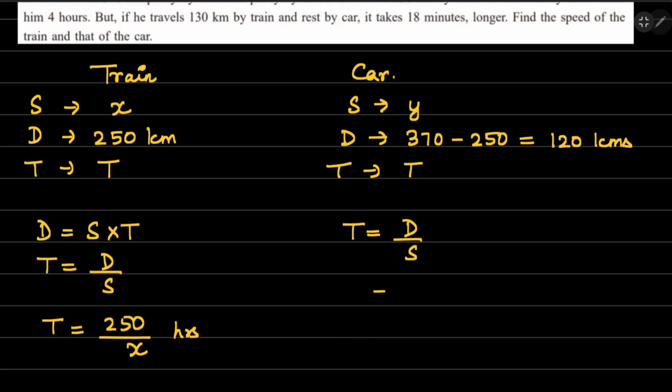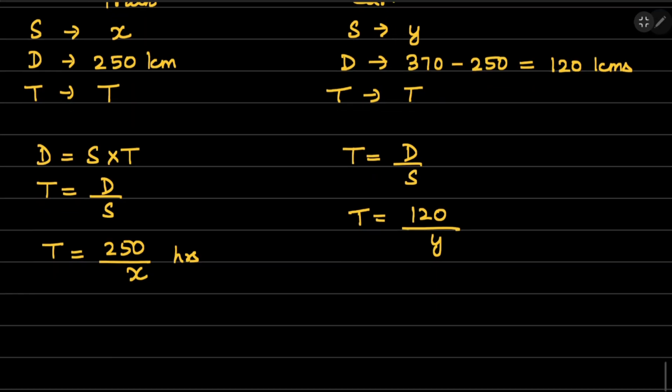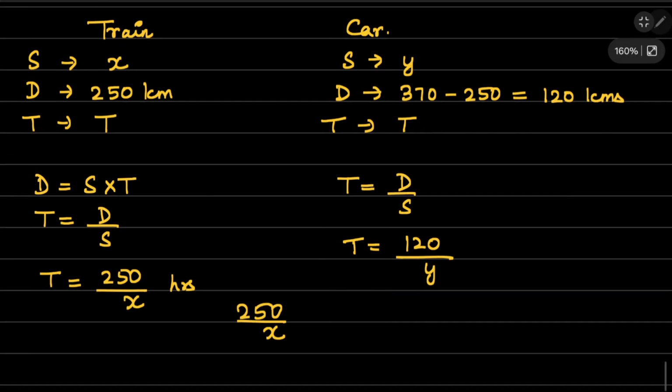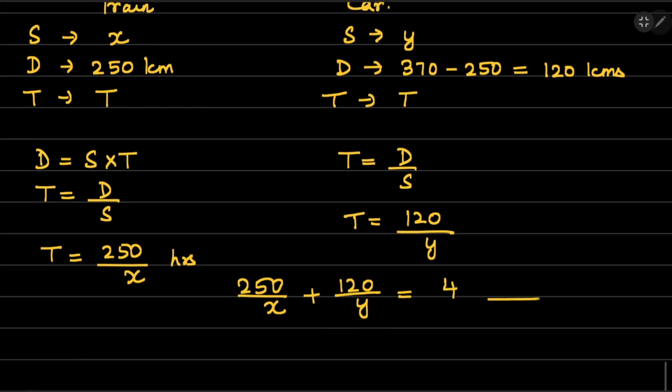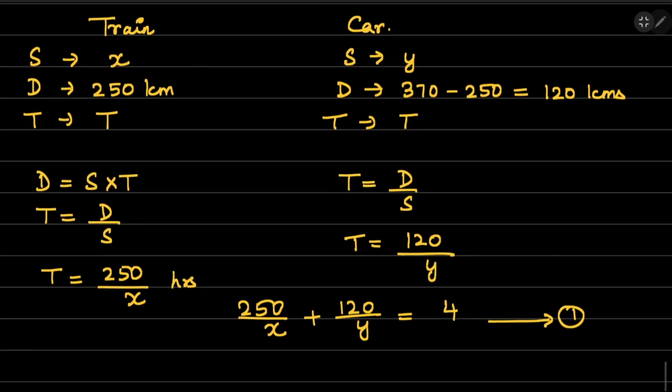Distance by speed. So what is the distance? 120 by speed is nothing but y. So this is the total time taken. Now when you add these two, that is 250 by x, the total time taken to reach by train, plus the total time taken to reach by car, is equal to 4 hours. This is your first equation.